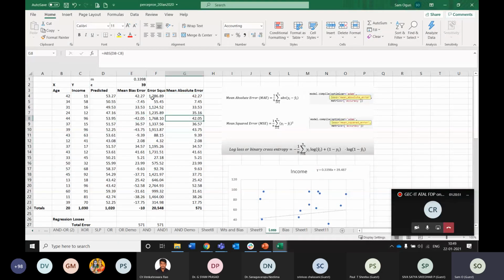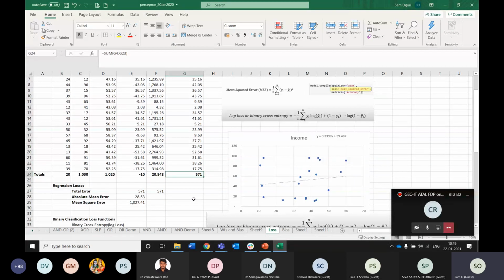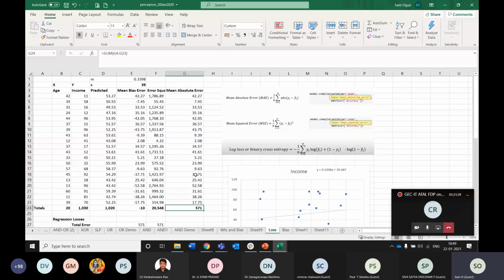Same with 42. So I get the difference. Once I get the difference, I convert them into an absolute value. When I say absolute value, I mean that I am ignoring the sign of it and taking it, and I'm going to sum all those things. When I sum all those things, I'm getting the absolute error. So the total error in my case is 571. In other words, it is the total error that my model has predicted for one iteration.